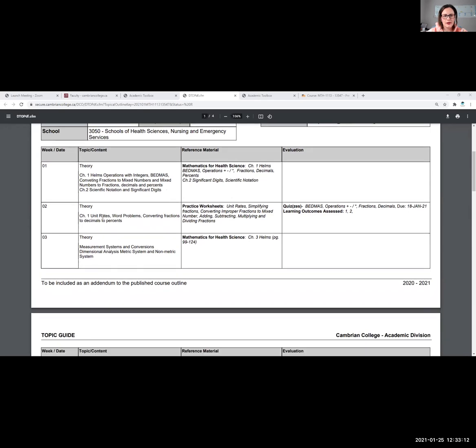Week 2, where we looked at unit rates, word problems, converting fractions to decimals to percentages and vice versa, and where we looked at orders of operations and everything listed here. So that's what the assignment's going to cover. It's going to be covering a lot of information.